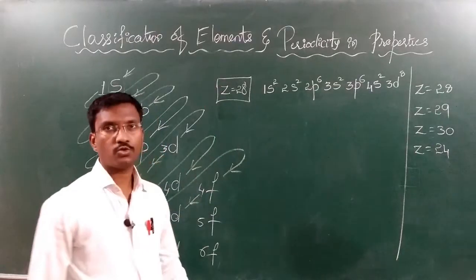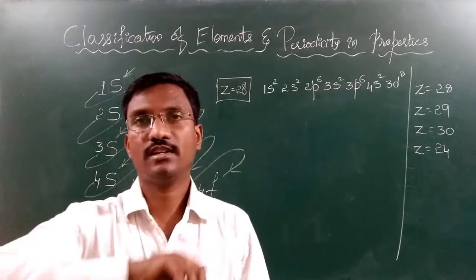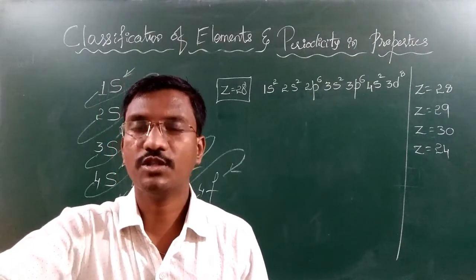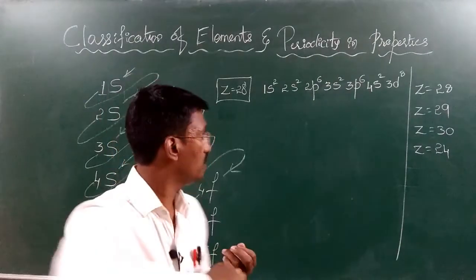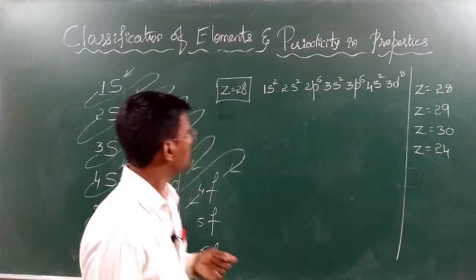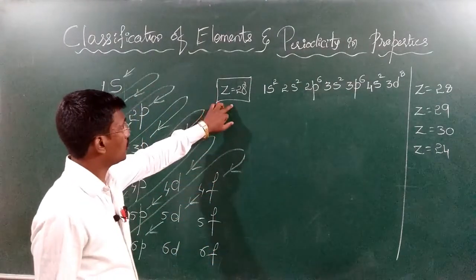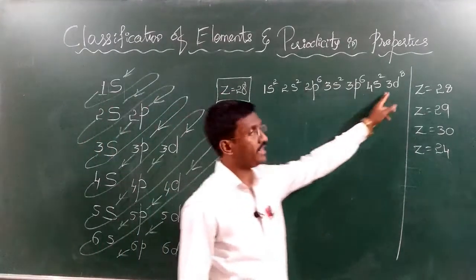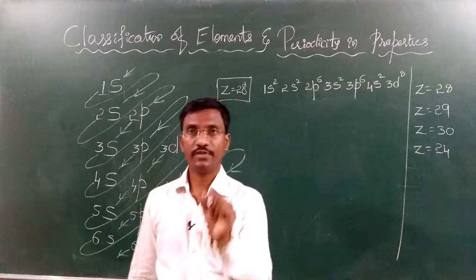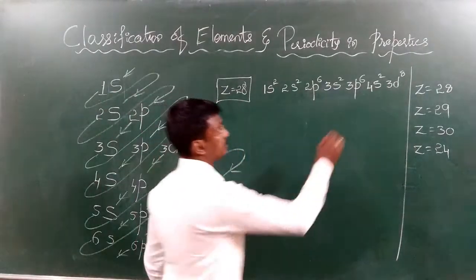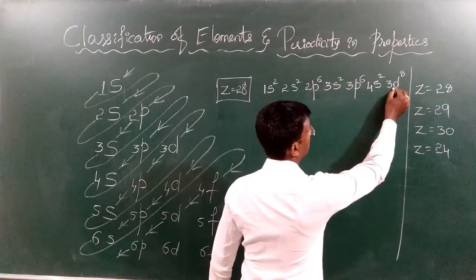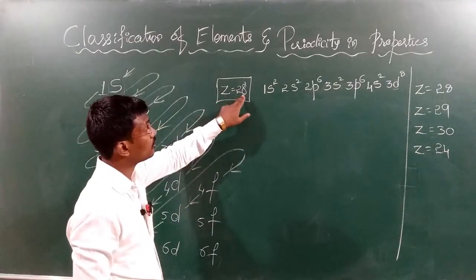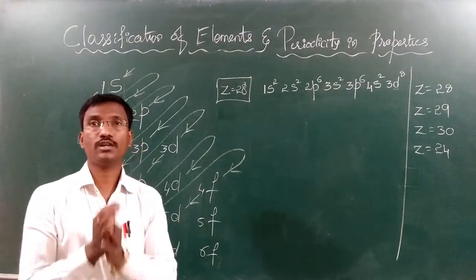I would like to give one or two more explanations on this electronic configuration. This is most important, so please concentrate here. Look here, atomic number 28: the outermost electron is filled in the d orbital. If the outermost electron is filled in the d orbital, it means the element having atomic number 28 belongs to the d group.